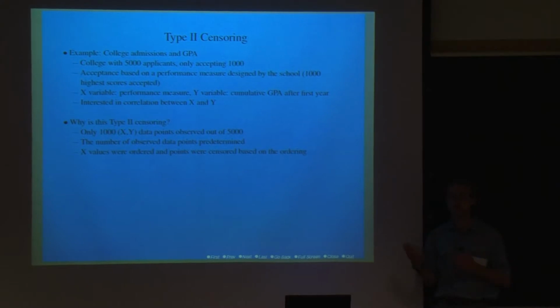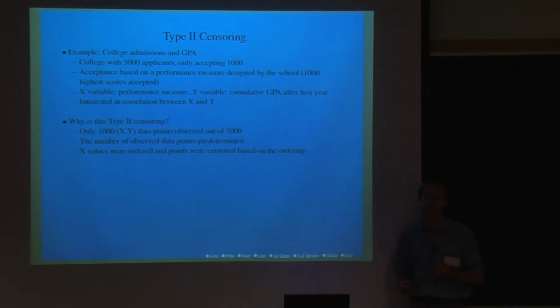But they're also interested in how well this measure predicts future college success. So you might think of doing a statistical study where your x variable is the score on the performance measure. The y variable is a student's GPA after the first year of college. And you'd be interested in the correlation between x and y.